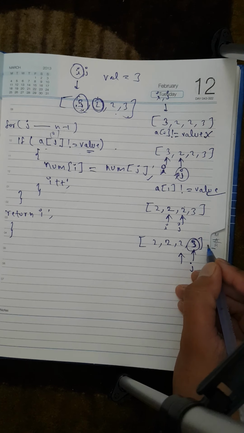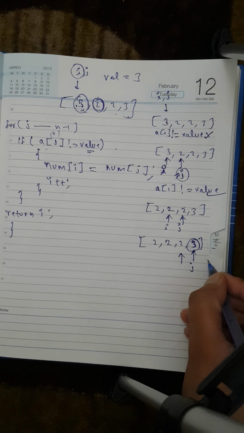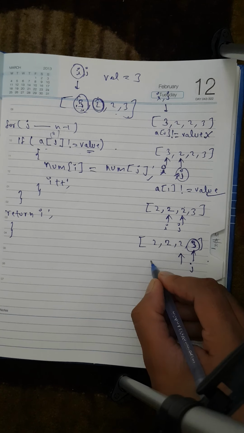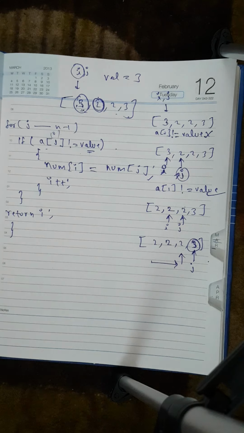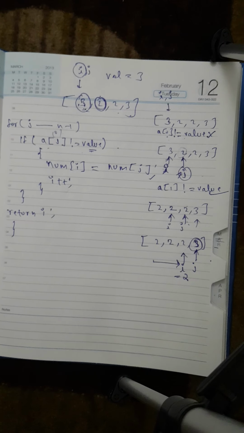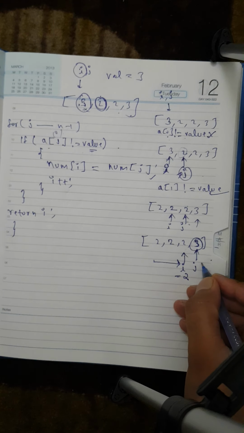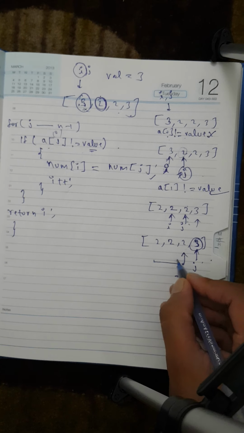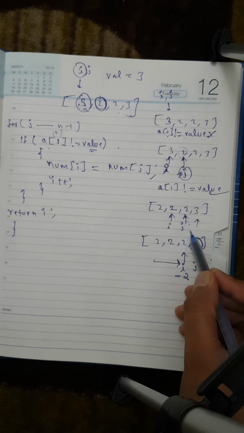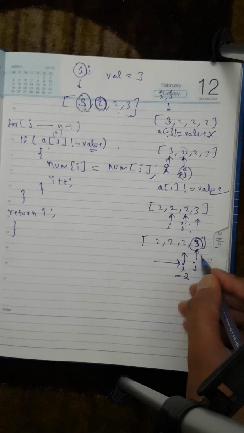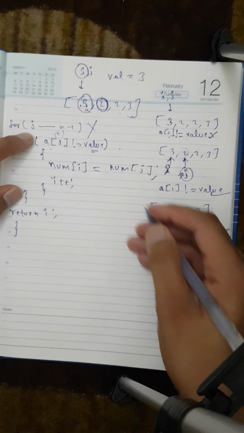j will come here, i will come here, and again we check if the element at this index is not equal to value. No, this is equal to value, so j will go to the length of the array. i has traveled till here, and now j reaches the length of the array. i has been incremented from the previous iteration. j has reached the length of the array, so we will break our loop.